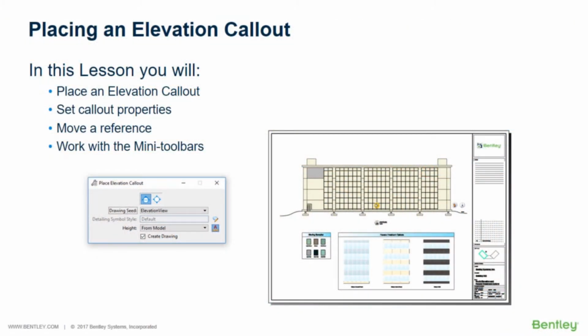In previous lessons, the detailing tools were used to create plan, section, and detail sheets within the Building 300 design project. These sheets were added to the sheet index and their properties updated, with these updates being reflected within the title block information. In this lesson, you will continue to test drive the Dynamic Views workflow by creating an elevation of the design project. In this lesson, you will place an elevation callout, set callout properties, move a reference, and work with mini toolbars.